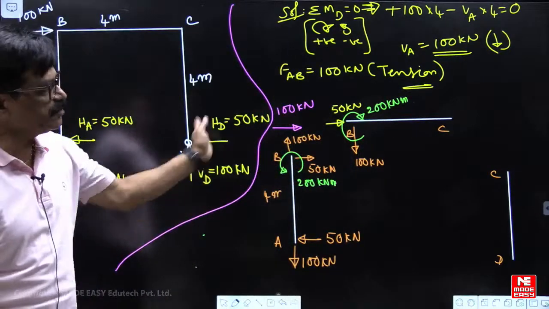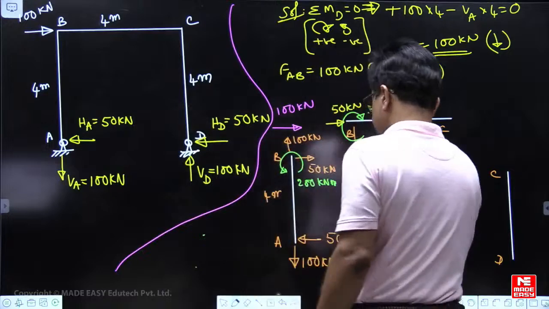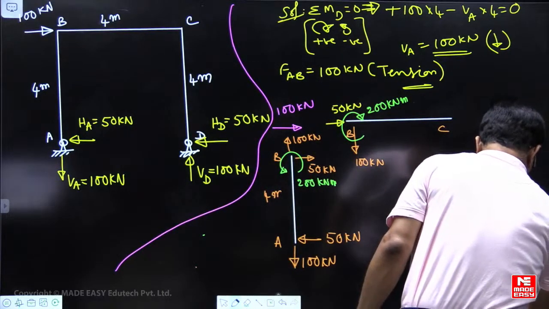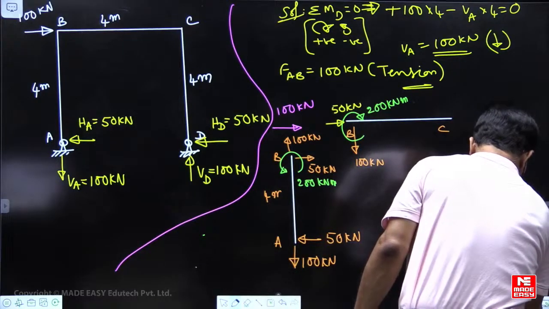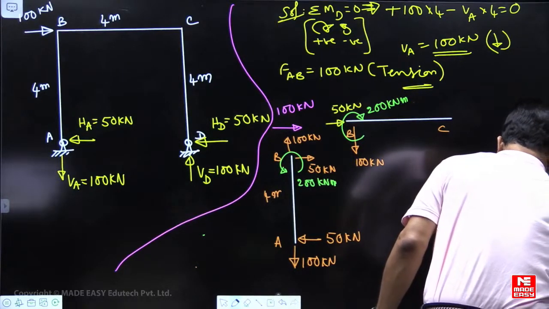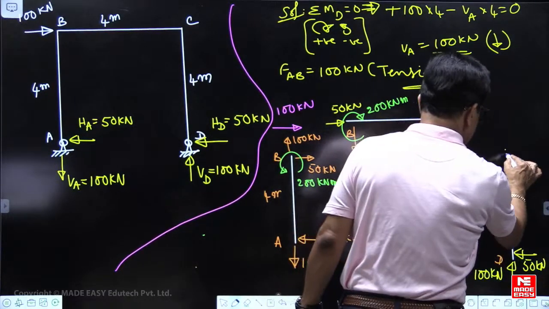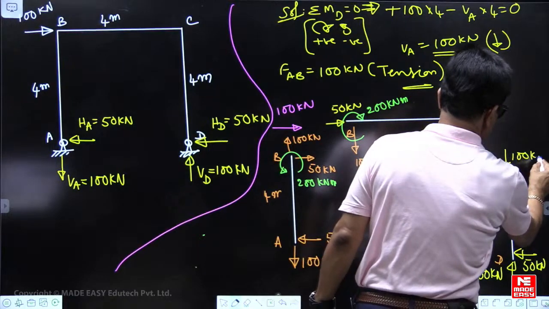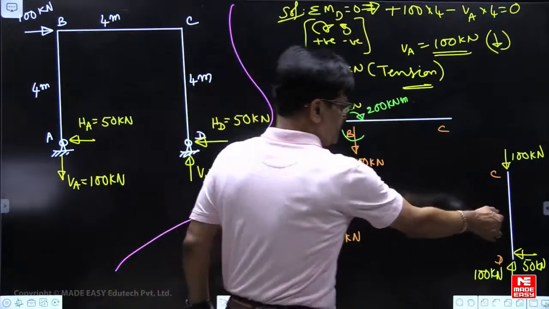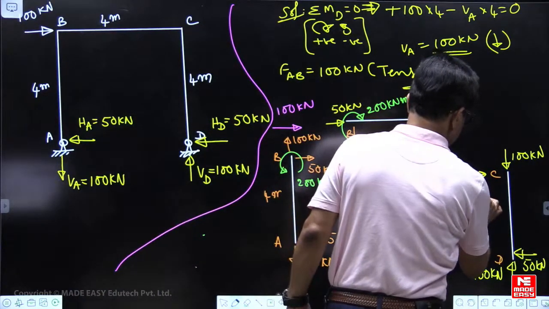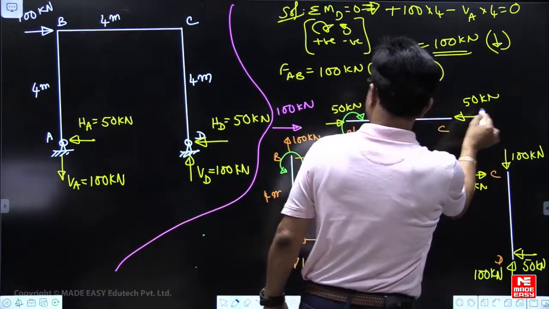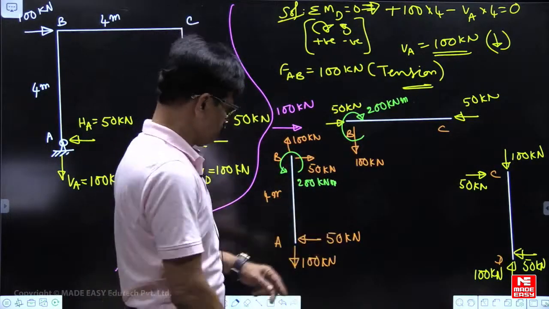First complete up to this, then go to the other one. VD upward, you show that VD here. 50 left. So this is upward, which means here I have to show downward. Which means the force in the member CD is 100 kilonewton compression. 50 left, 50 right. 50 right, 50 left. And this should be balanced by this one. So tally it.